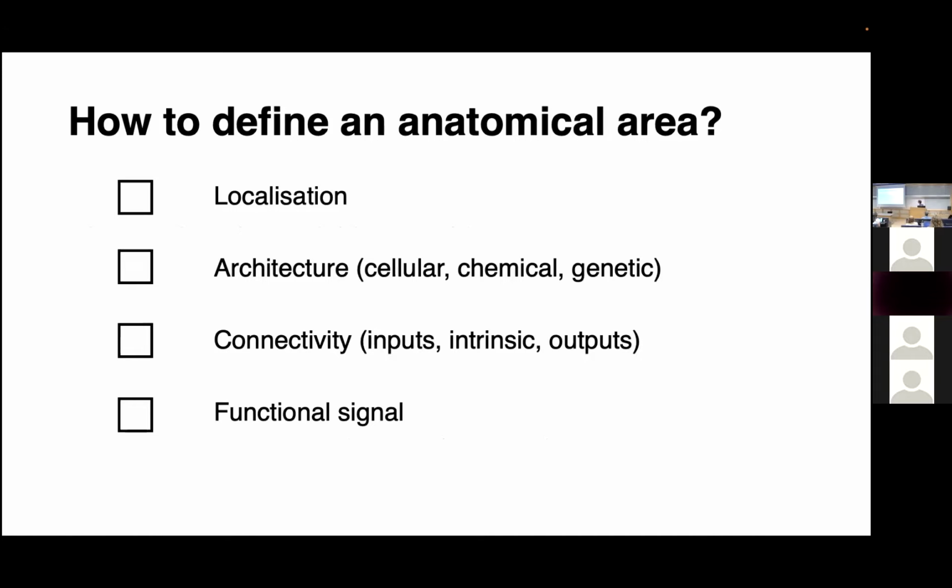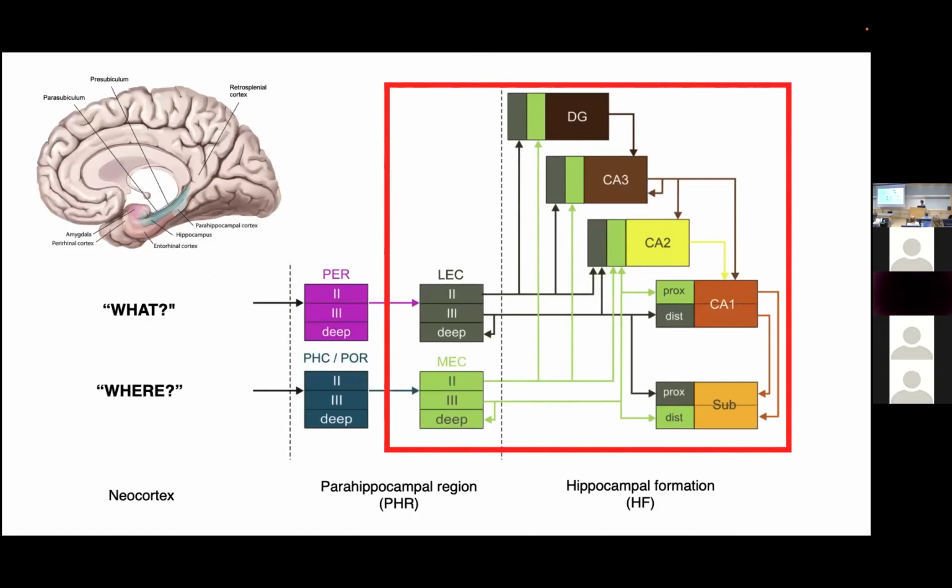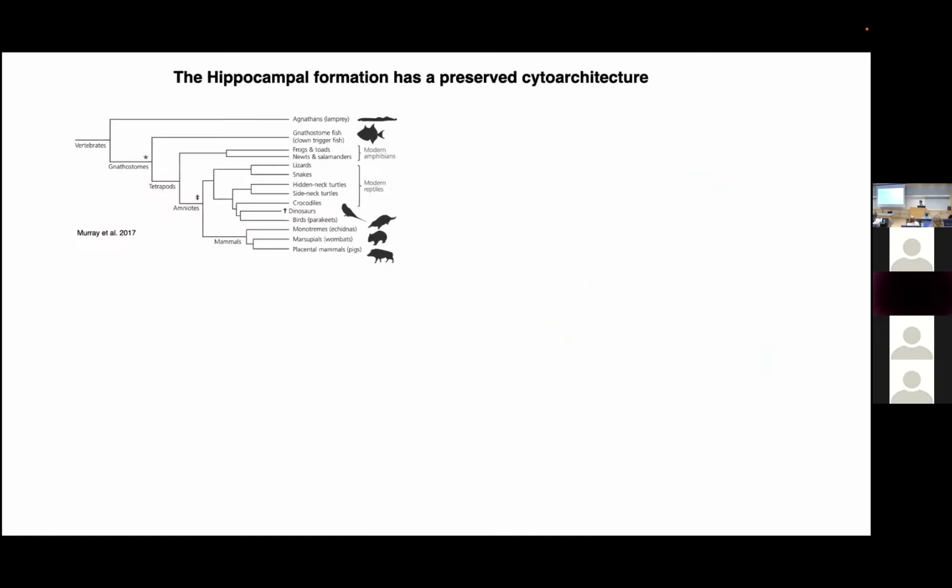But we can look at the connectivity, both the input to the areas, the intrinsic connectivity, and also the extrinsic outputs to other areas, which is particularly relevant in the parahippocampal region. And at least the functional signal, what do we find here? So we will focus first here on this entorhinal parahippocampal region.